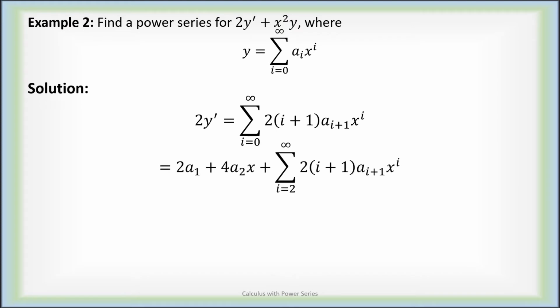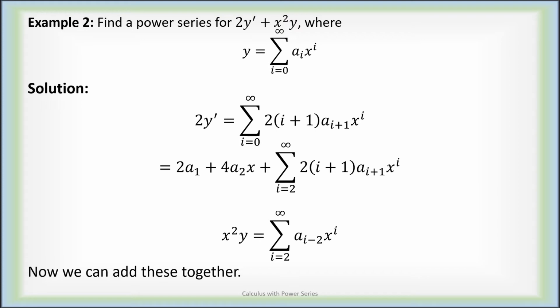For index 0, we would get 2 times 1 times a1 times x to the 0, 2a1. For index 1, we would get 2 times 2 times a2 times x to the first, 4a2 x to the first, and then every other term is represented by going from index 2 on to infinity. x squared y already had a sum that began at index 2.